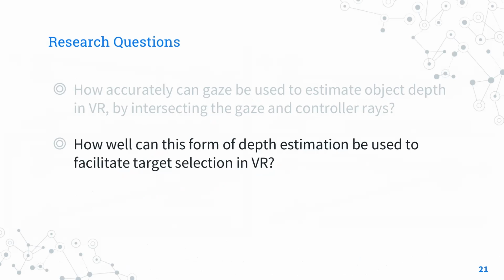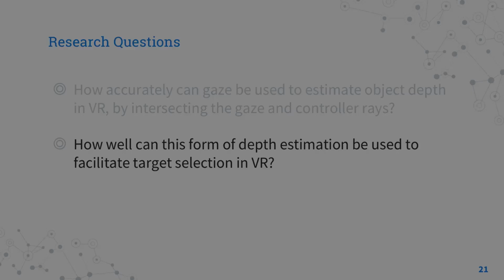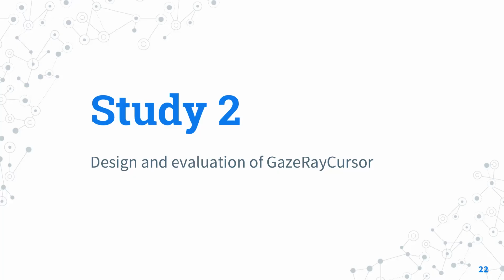At this point, we have established that the combined eye gaze with control ray can be used to infer the depth of the target. But questions still remain as to how to best integrate this form of depth estimation into a target selection technique, which is our second research question. This brings us to study 2, where we designed and evaluated our selection technique, GazeRayCursor.